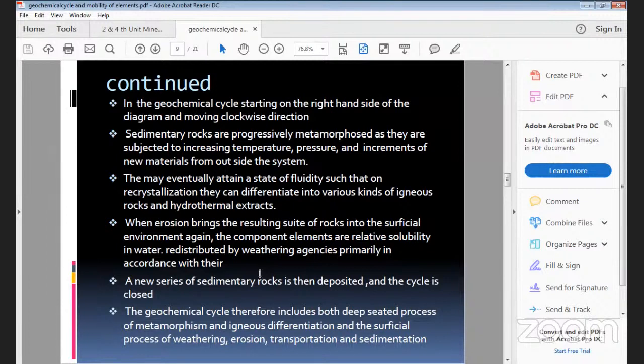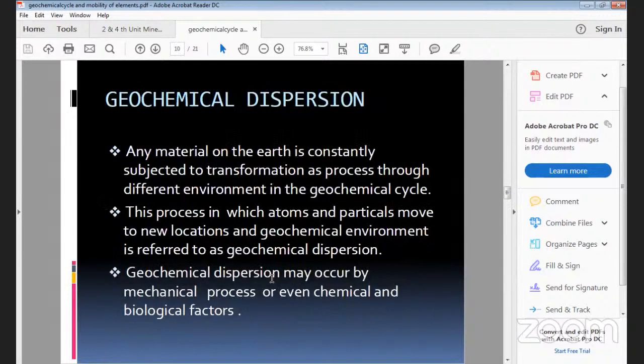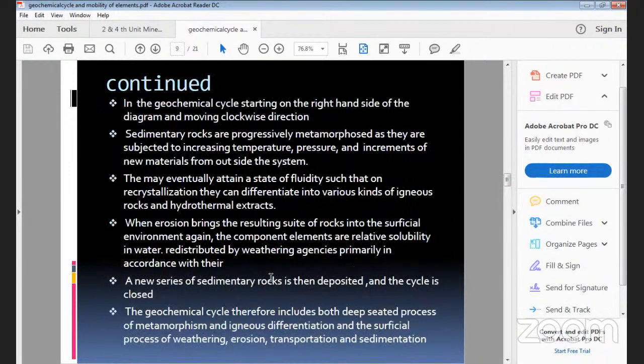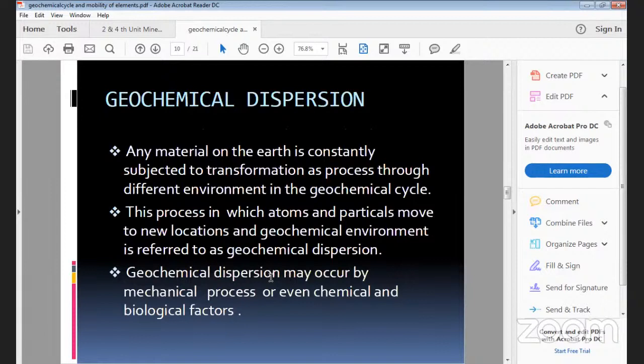The geochemical cycle therefore includes the deep-seated environment and its processes, metamorphism and igneous differentiation, and the superficial processes of weathering, erosion, transportation, and sedimentation. All these processes are involved in that discussion.